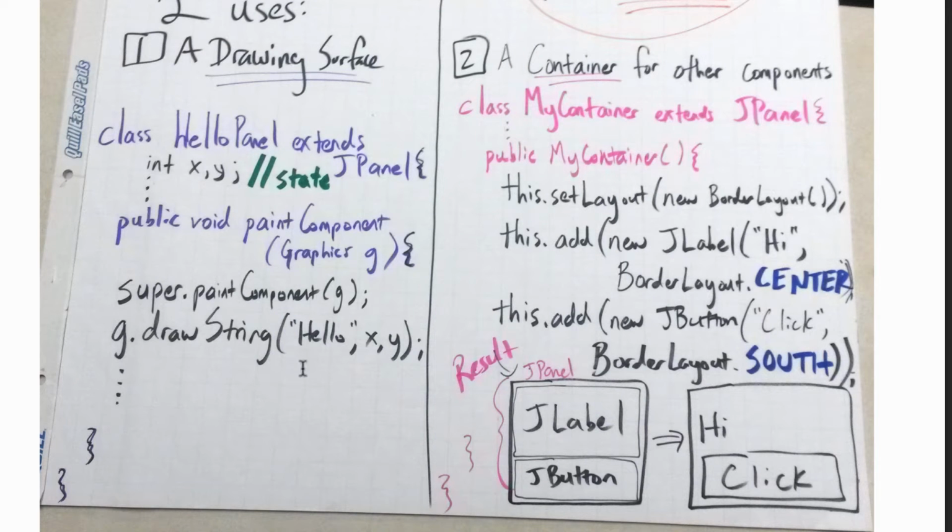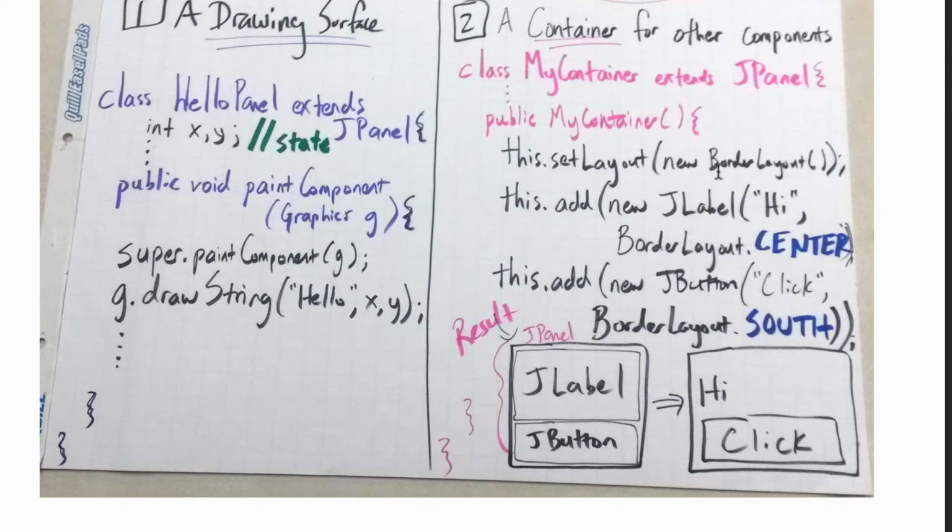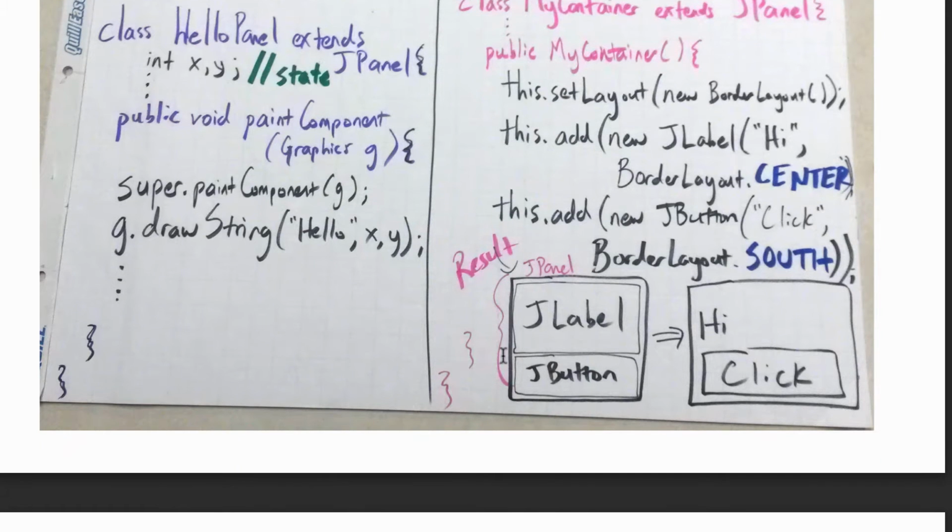One is as a drawing surface where you can draw shapes or whatever on there. We'll do this later on. Today, we're just practicing using it as a container for other components. So you can have layouts, like border layout, grid layout, flow layout, and you can add components within components. Like you can have a label within a panel or things like that.